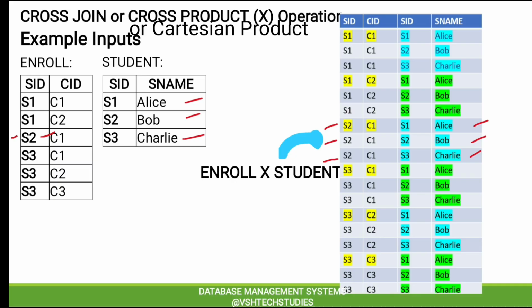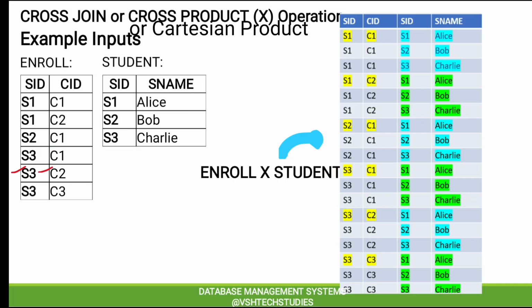So it must now be continued for the fourth row in the first table, that is the enroll table. So this time S3C1 should be taken, and that is taken. It is joined with the first row of the second table. So S3C1 and S1 Alice we have in the next row of the product relation. So the S3C1 row is joined with the second row in the second table, and the next row in the product relation is generated. So it is joined with the third row of the second table, and the next row in the product relation is generated. So the procedure is over with that row of the first table.